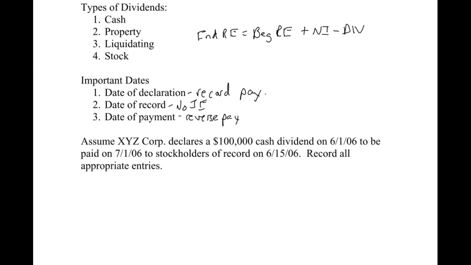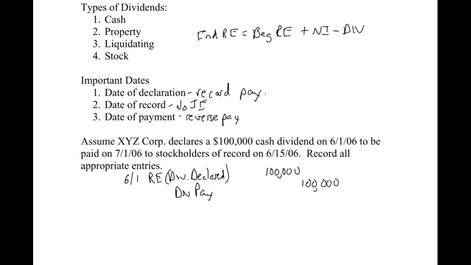Let's walk through just a basic cash dividend here. We have a cash dividend that's going to be paid. It's announced or declared on June 1st, paid on July 1st to stockholders of record of June 15th. Record all the appropriate journal entries. On June 1st, we're recording the dividend. There are a couple of different schools of thought here. You can debit retained earnings, or you can debit dividends declared, or some people might just debit dividends here. That is 100,000. And then credit dividend payable, which is a liability, for 100,000.